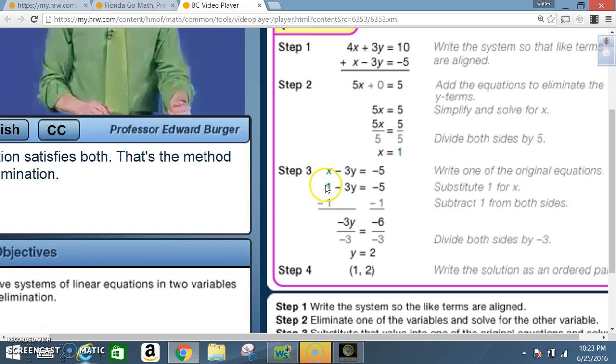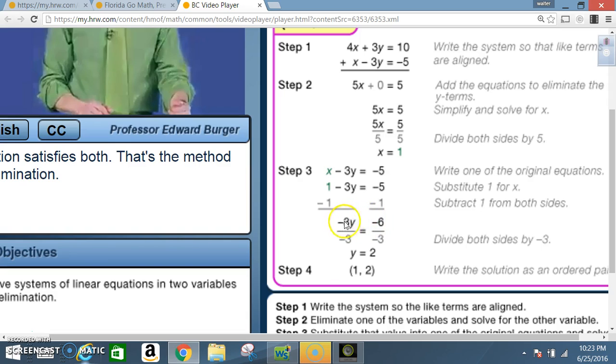This is a positive 1. So to get rid of it, we got to say a negative 1 and a negative 1 on both sides. These will cancel out. 1 minus 1 is 0. We bring down a negative 3y. A negative 5 plus a negative 1 is a negative 6. Now we have a negative 3 times y is equal to a negative 6. We want to get the y by itself.